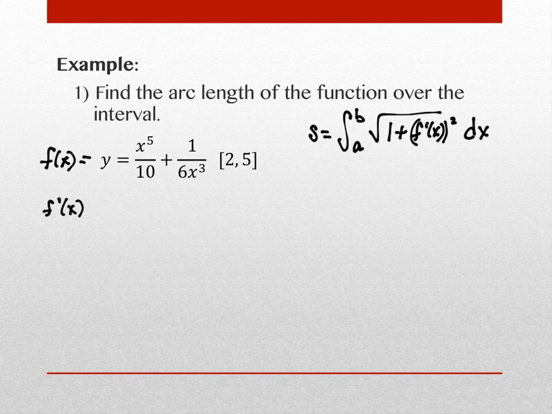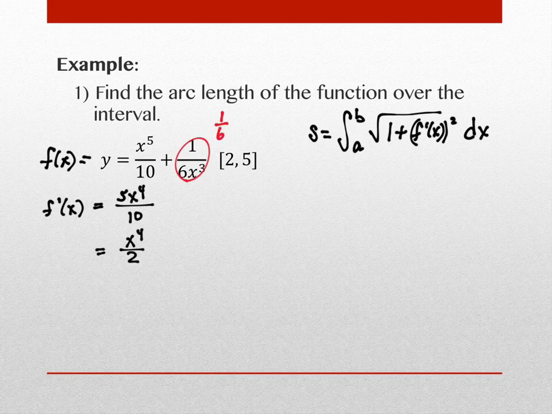So if I do the derivative, the first one's sort of in a very nice form already. What's the derivative of x to the 5th over 10? 5x to the 4th over 10, which will simplify to x to the 4th over 2. Does that look okay for the first piece? Okay. The second piece you might want to rewrite, yeah?